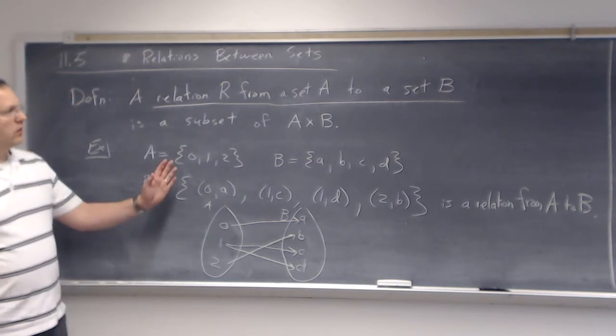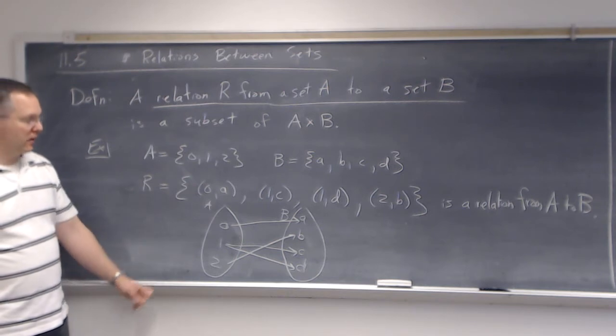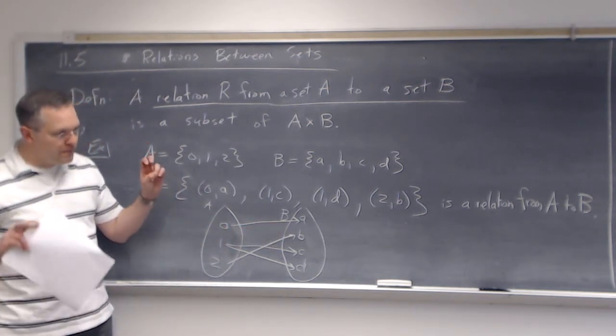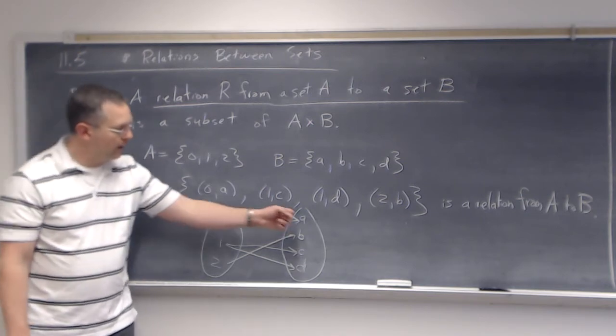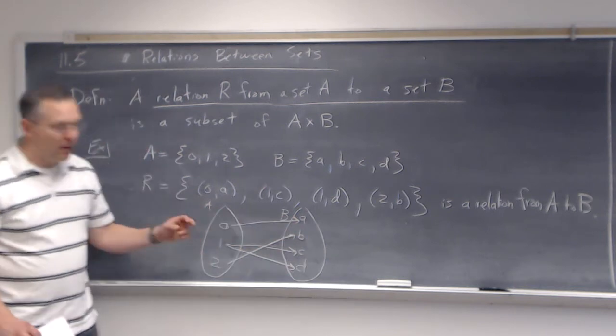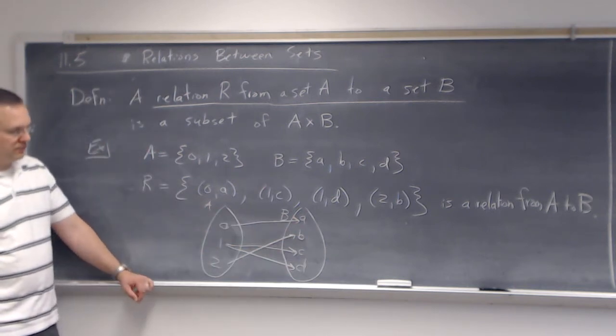Functions are relations from one set to another set. You have these numbers, your inputs, plugging into the function, and they're matched up with some number in this other set B, and these are called the outputs of a function.